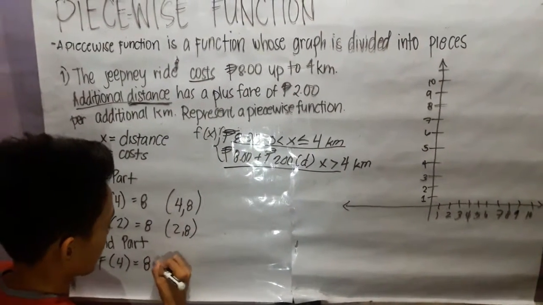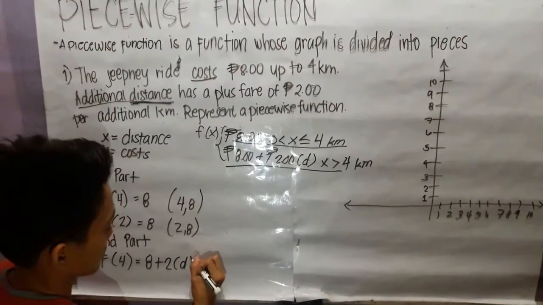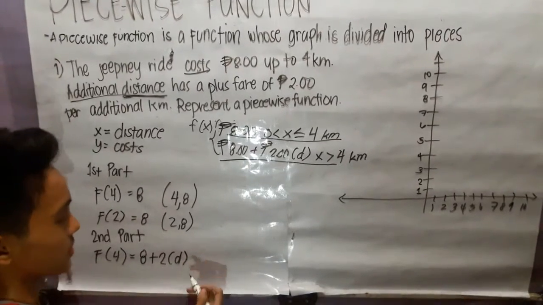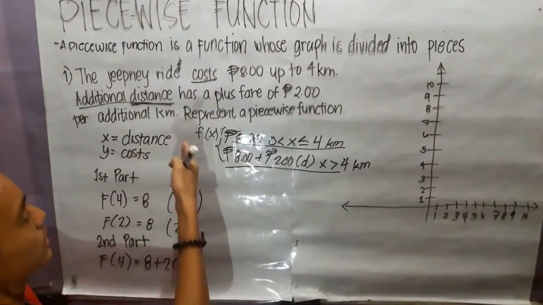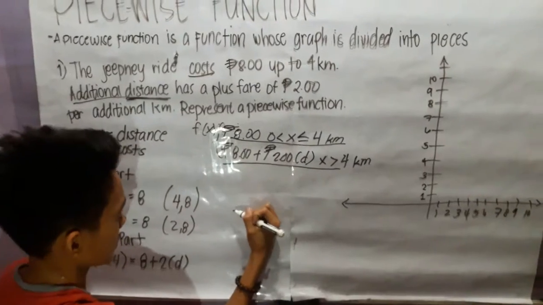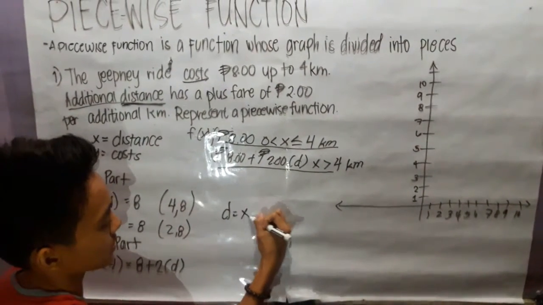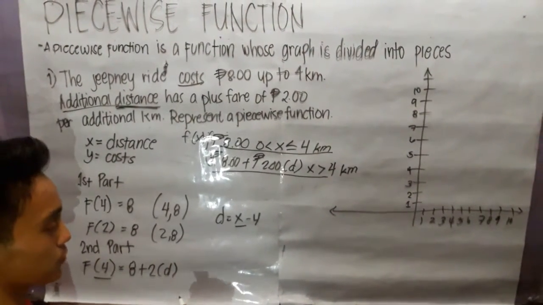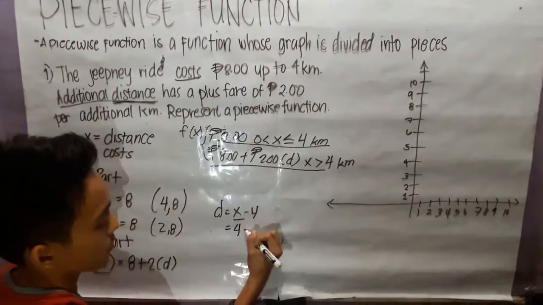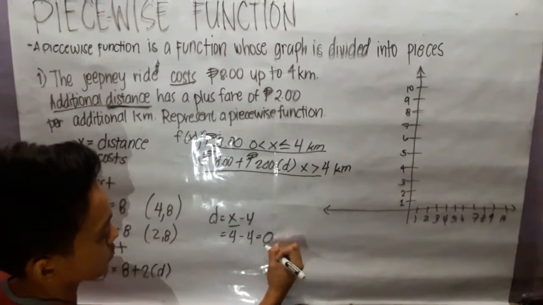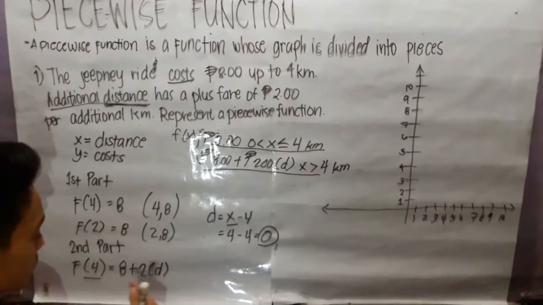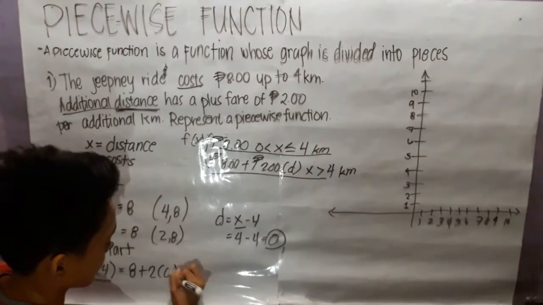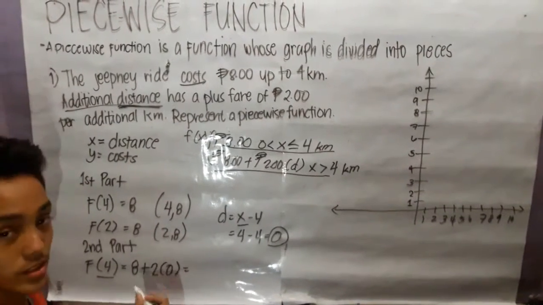8 plus 2 times the distance. So, paano ba natin malalaman yung distance? According to the problem, the distance is x minus 4. So, the x here is here. We will substitute 4 in the equation. So, 4 minus 4 equals 0. So, we have the distance of the first. We'll write this 0. So, 2 times 0 is 0.